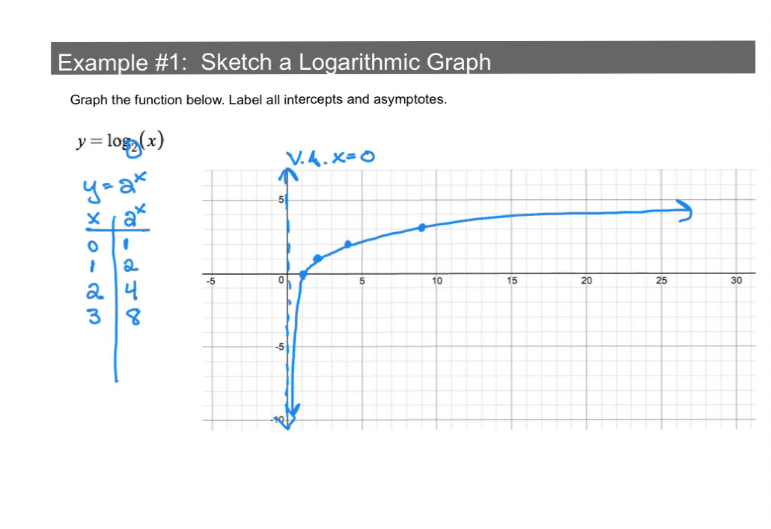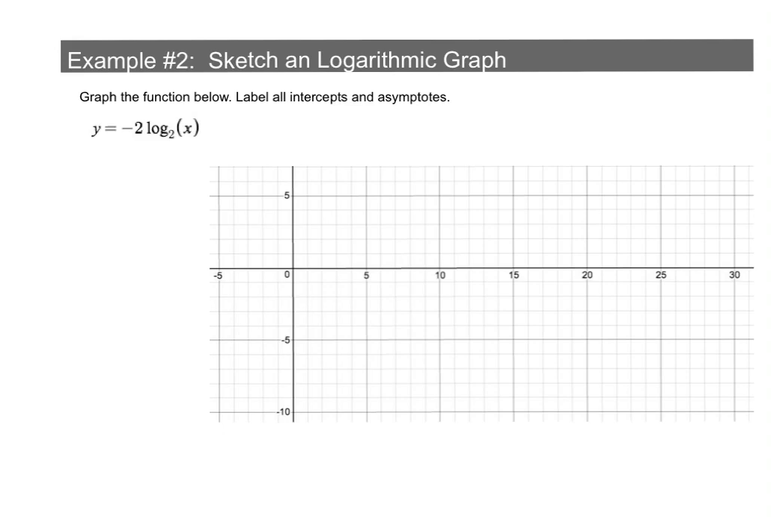So if you get the points of the exponential graph, you can flip-flop the coordinates and know the points on the log graph. 1, 0, 2, 1, 4, 2, and 8, 3. Let's do another one.